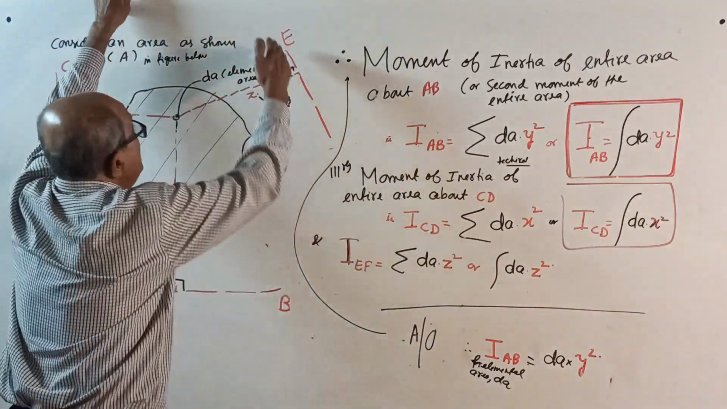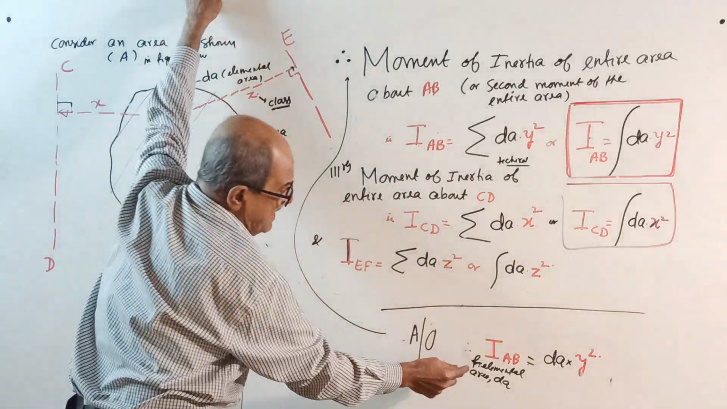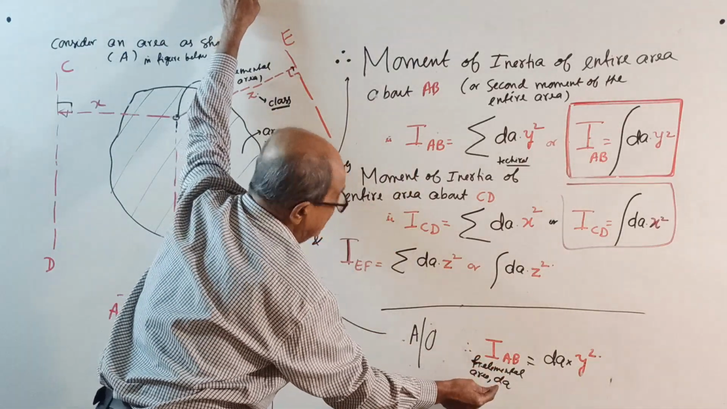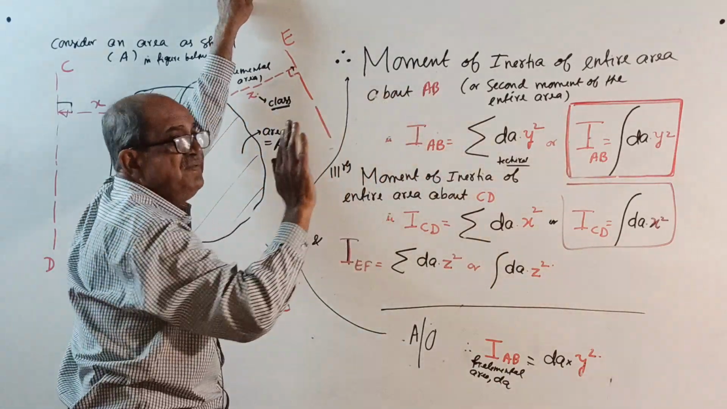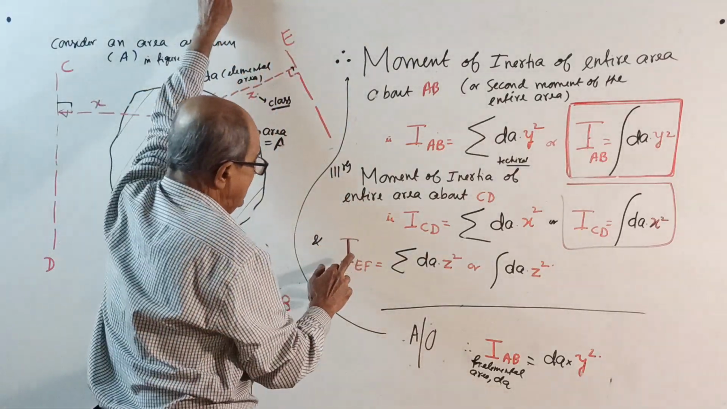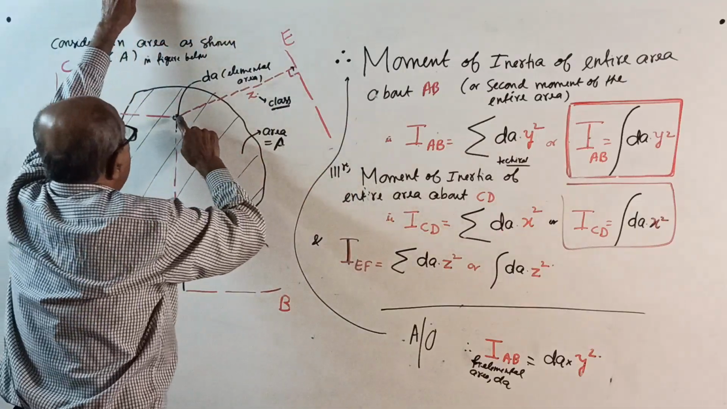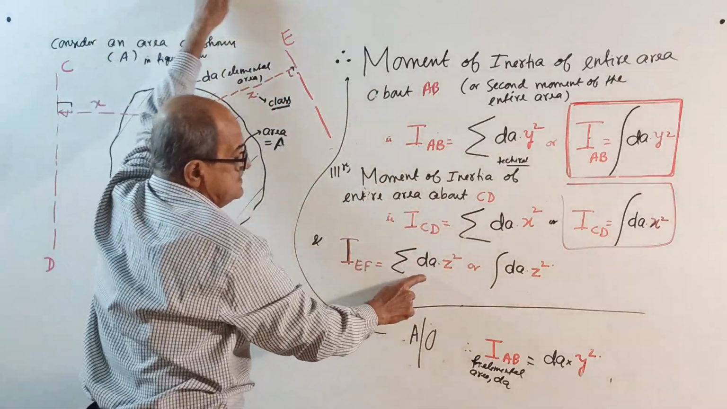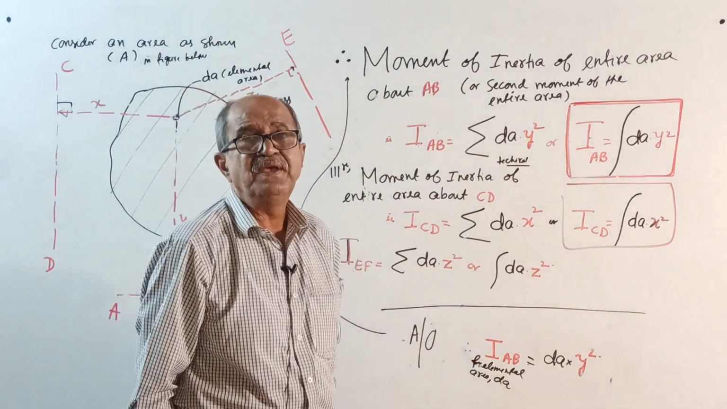Same way, I about, now there is no suffix here. When it is elemental, I write IAB for the elemental area. Now when I don't write anything here, what does it mean? If I simply put I, it means the entire area. Similarly, the moment of inertia of the entire area about EF equals dA into z square, summation or integration. This is the basic concept.